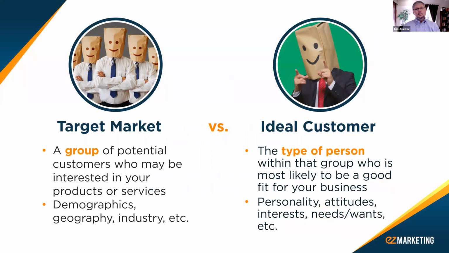Now, there are two things that I want you to look at. One is your target market, and the other is your ideal customer. The target market is a group of potential customers who may be interested in your products or services. Think of this as more demographics: where they live, what industry they're in. This is more of a bigger picture kind of definition. Now, your ideal customer is the type of person in that group of people who is most likely a good fit. So now we're looking at things like beliefs, personalities, attitudes, things that they want or things that they need. So two distinct areas.